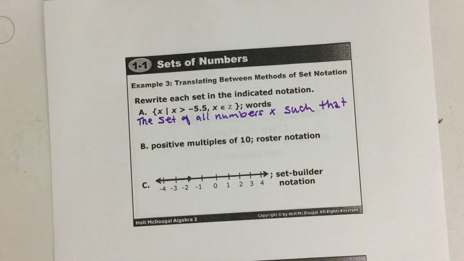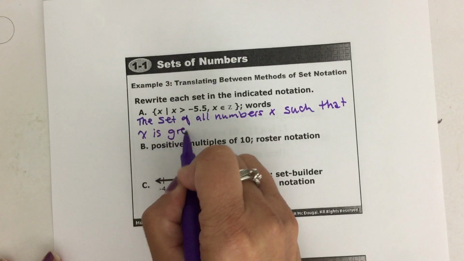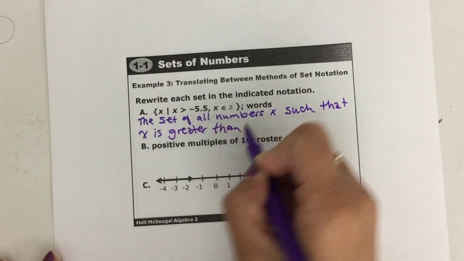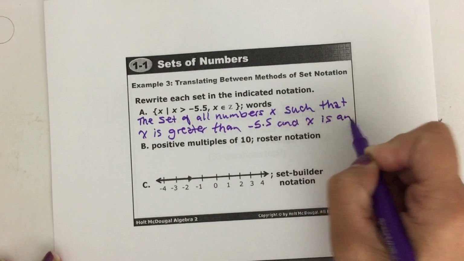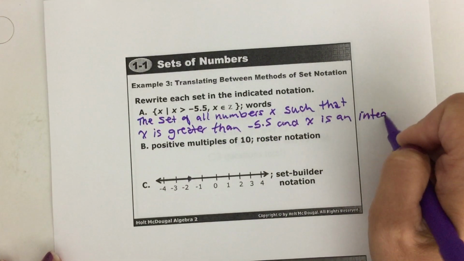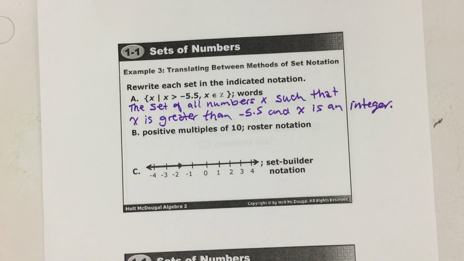So every single time you go from set builder notation to words, 100% of the time, it will read the set of all numbers x such that. Every time, no exceptions. Now it's, how would you read that inequality? X is greater than negative 5.5, and x is in Z, remember Z is integer. So what that means is they would have to eliminate the decimals. It can be negative, it can be 0, it can be positive, but that set of numbers in particular is not looking at any decimal representations.